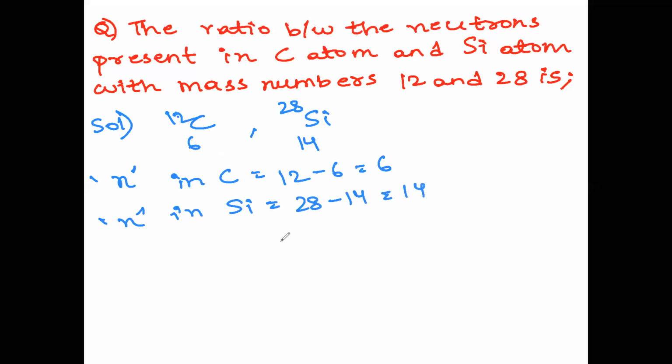So the final ratio is 6 is to 14, which we can further write as 3 is to 7. The ratio between the neutrons present in a carbon atom and a silicon atom is 3 is to 7. So questions like this will also come. It's very important for the discussion, that's why I have kept it here. Next question.